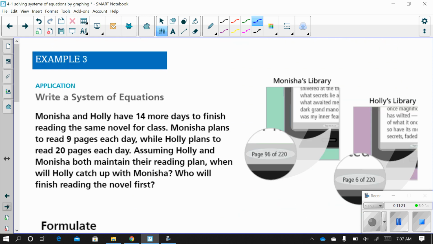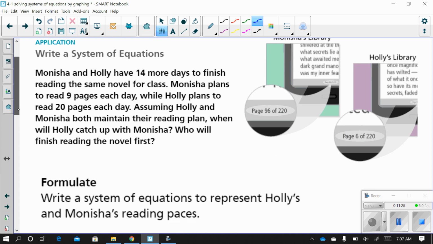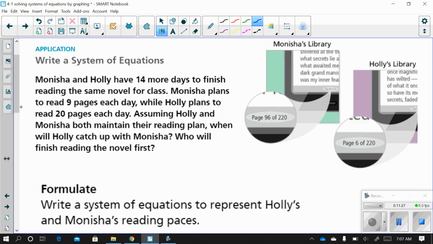Okay, so now let's look at a word problem. Monisha and Holly have 14 more days to finish reading the same novel for class. Monisha plans to read 9 pages each day, while Holly plans to read 20 pages each day. Assuming Holly and Monisha both maintain their reading plan, when will Holly catch up with Monisha? Who will finish reading the novel first?